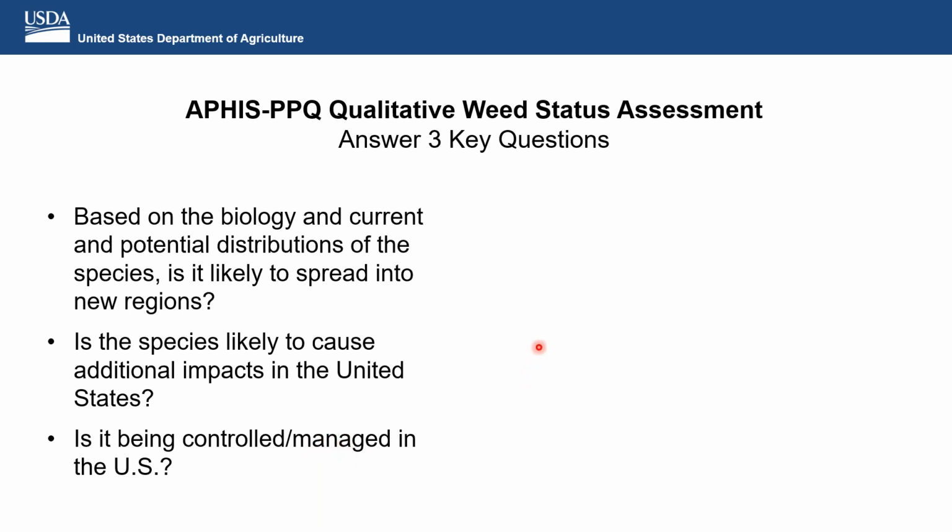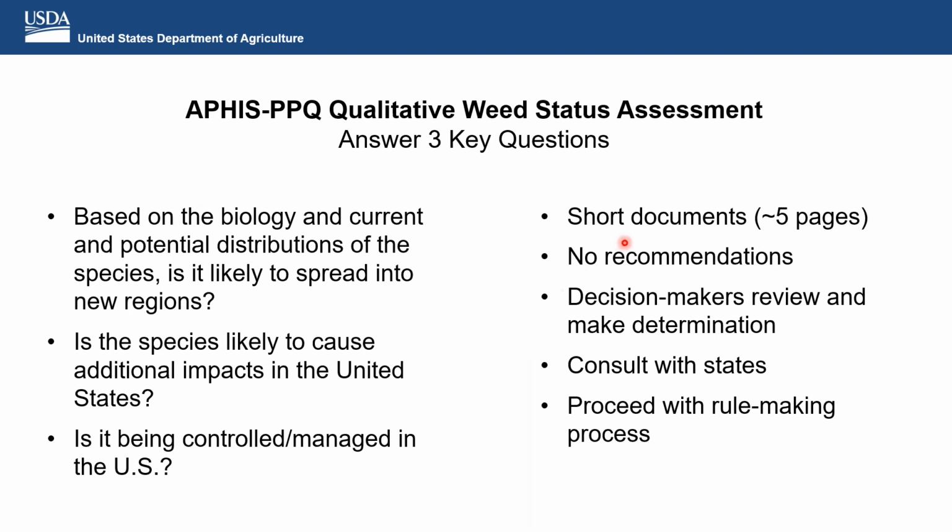So our decision makers will take a look at this information, in these short 5-page documents. They don't include any recommendations, but the decision makers will look at them and decide whether or not the species should be delisted. If they think it should be, they'll first consult with the state, and then if they still think it should be delisted, we will proceed with the rulemaking process. Now, we haven't done this for any of them yet. I think only 1 or 2 federal noxious weeds have ever been delisted. But we are certainly right now looking to try to update the list.